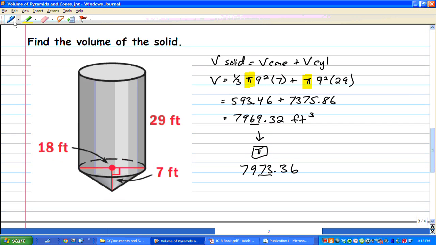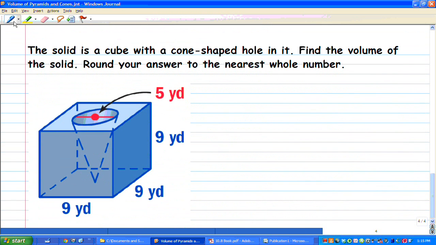All right, now I want you to try this one. This is my last sample. Try this one yourself. The solid is a cube and it has a cone-shaped hole in it, and I want you to find the volume of the solid. And this one, I want you to round your answer to the nearest whole number as well. So go ahead and try this one and see if you can do it. Pause the video.